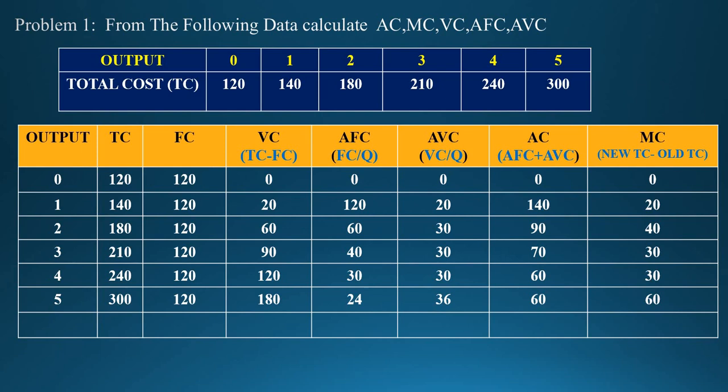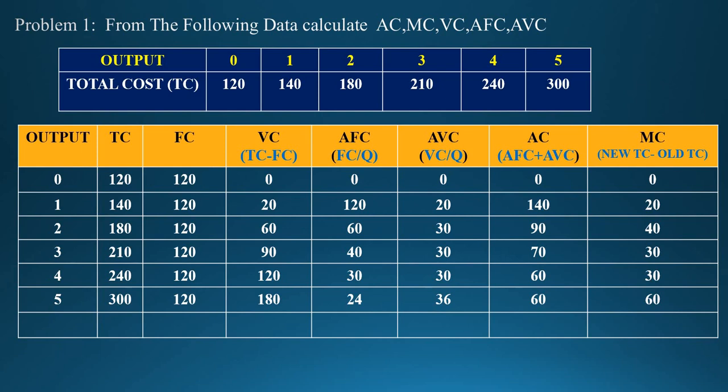Next is AVC, average variable cost. So how to calculate that? Same as AFC. Instead of FC, now I have to take the VC. Correct? So AVC is equal to VC, that is variable cost, divided by Q, that is quantity. Okay. So already in the fourth column we calculated VC. Correct? So how did we calculate VC? TC minus FC. Now we have to calculate AVC.